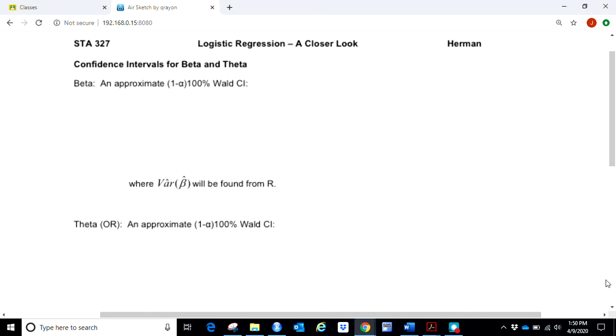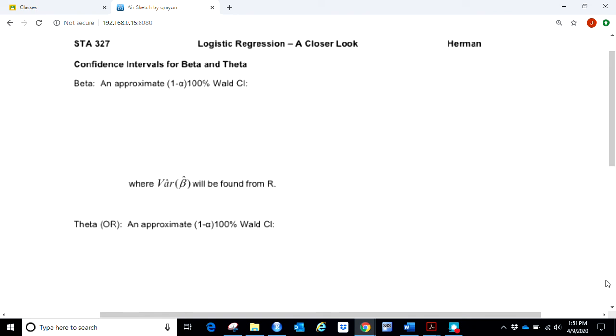So in this video, we're going to talk through the formulas for doing confidence intervals for beta, for theta actually, as well as for the probability of success. In the next video, we'll actually do the examples to these confidence intervals, but right now we're just going to focus on the formulas and sort of understanding why these are the formulas that we're going to be working with.